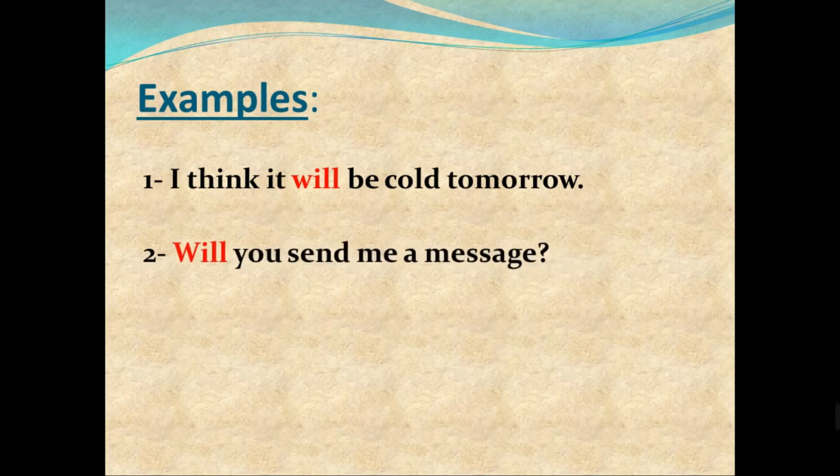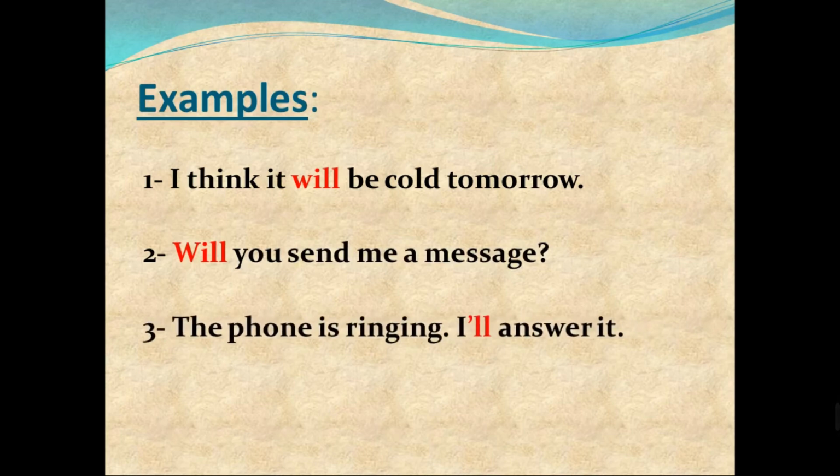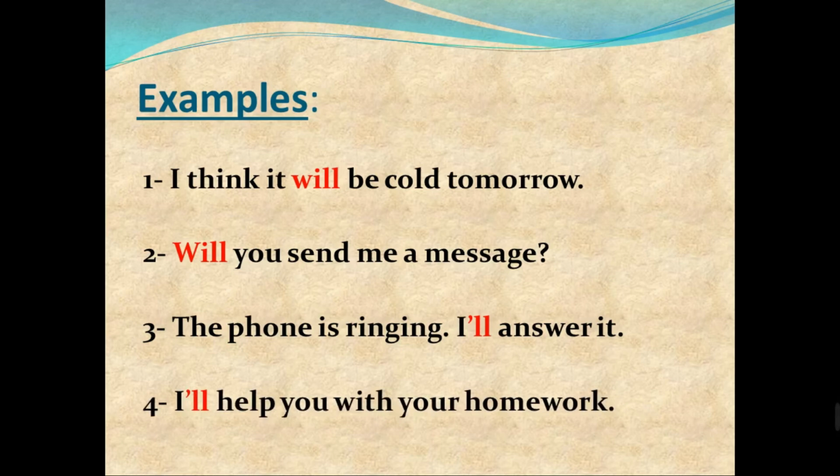Number two, will you send me a message? Of course, this is a request. Number three, the phone is ringing. I'll answer it. I'll answer it. Of course, apostrophe ll is short for will. Okay? And why did I use will plus infinitive here? Because it is a quick decision. The phone is ringing, I'll answer it. Number four, I'll help you with your homework. This is an offer. And let's not forget the negative form of will, which is will not or won't.